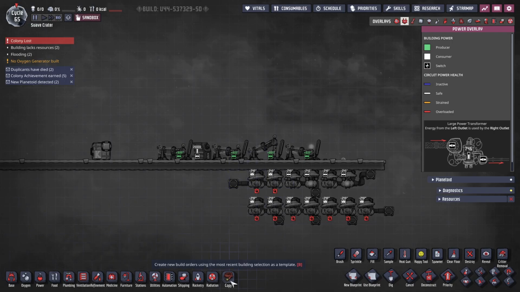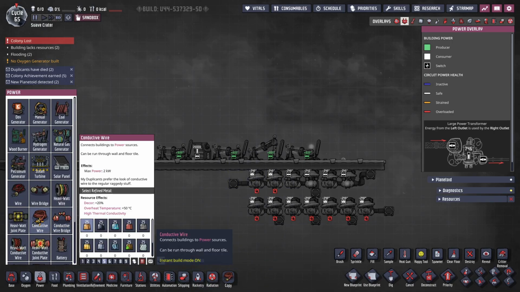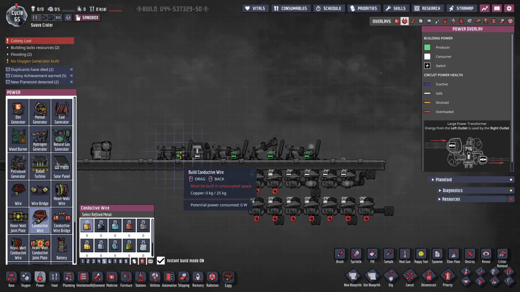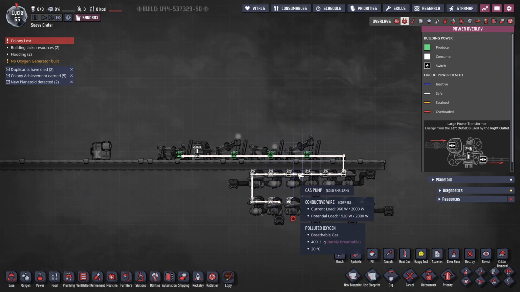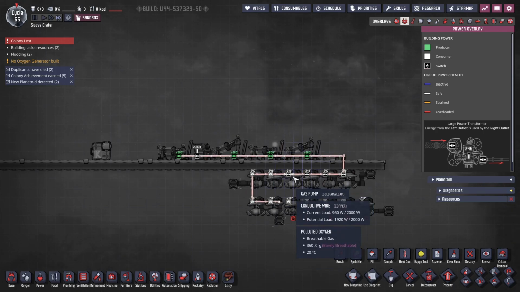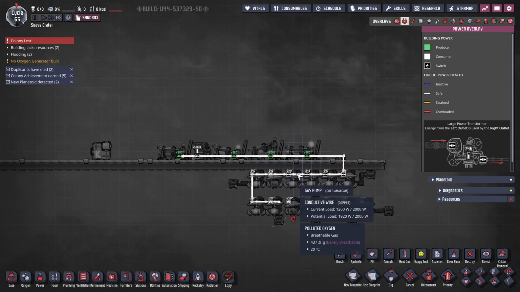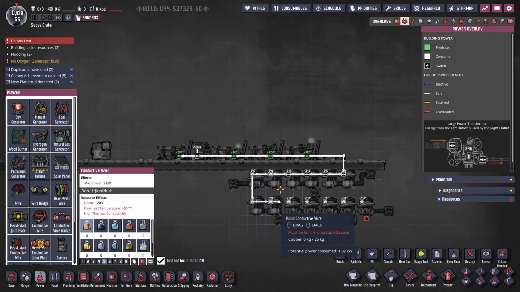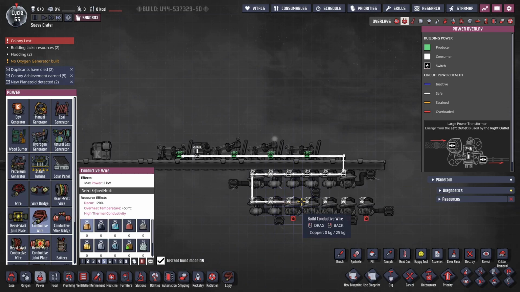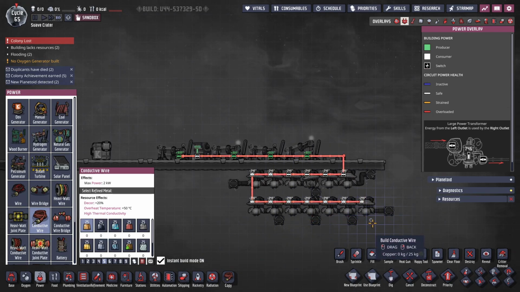Another solution to solve that problem would be to use another type of wire. If here I use the conductive wire, we can see that the max power is 2 kilowatt instead of 1 kilowatt, so it's basically twice as much. And if I connect all these machines together, we should not have any problems. We can see here that the potential load is 1920 and the current load is 960, and it varies of course, but we'll never have any problems with a potential load of 1920 because it's below 2000, and as long as it's below the supported load, it'll be fine. But if now I start connecting these machines as well, we're going to start to run into problems as well.